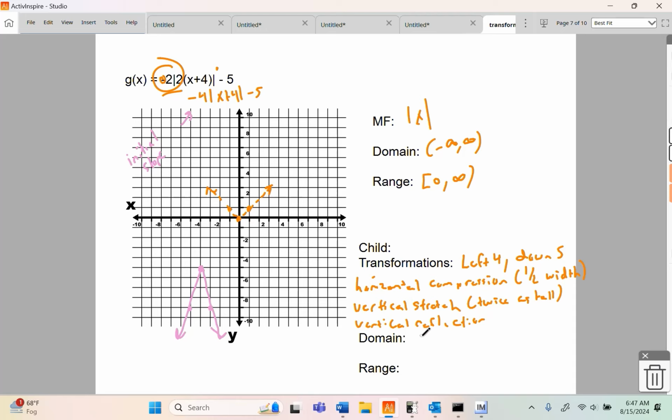Domain of that V is still going to be negative infinity to infinity. The range is going to be negative infinity all the way up to negative 5. Bracket on that negative 5 because you can put your pencil on it. And there you go. Easy peasy, lemon squeezy.